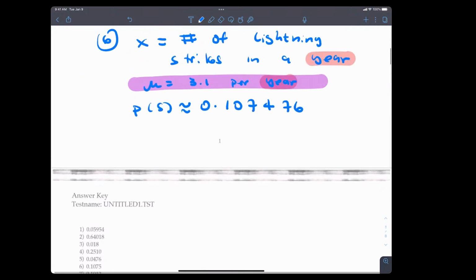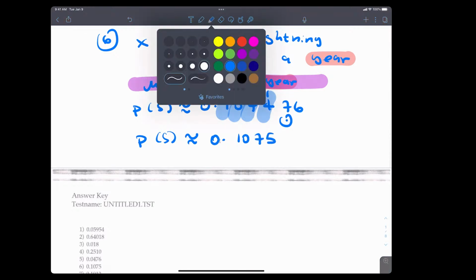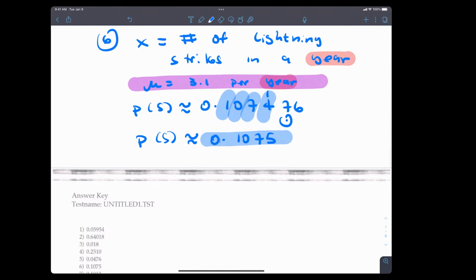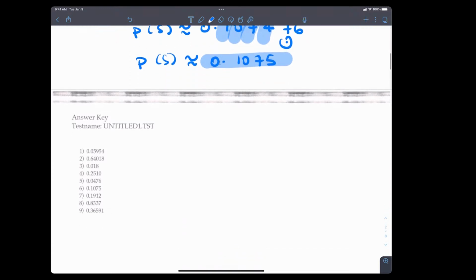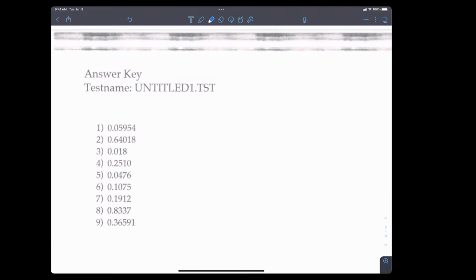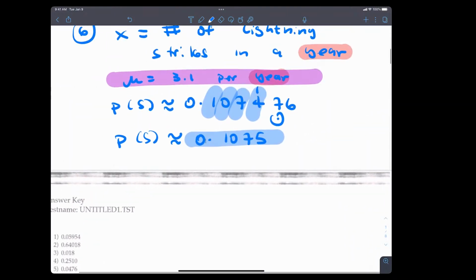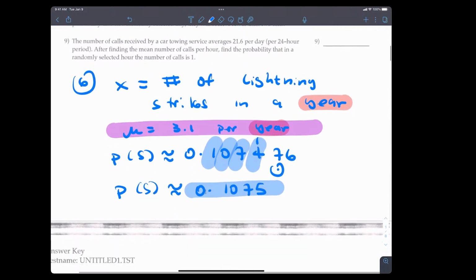So let's do the same. All right. 1, 2, 3, 4. Look at the digit to the right. It's a 7. That means add 1. 1075. Add 1 to the 4. And sure enough, number 6, yes, 0.1075, ladies and gentlemen. That's what we get as a probability. 10.75% of the time, I guess. That's number 6.